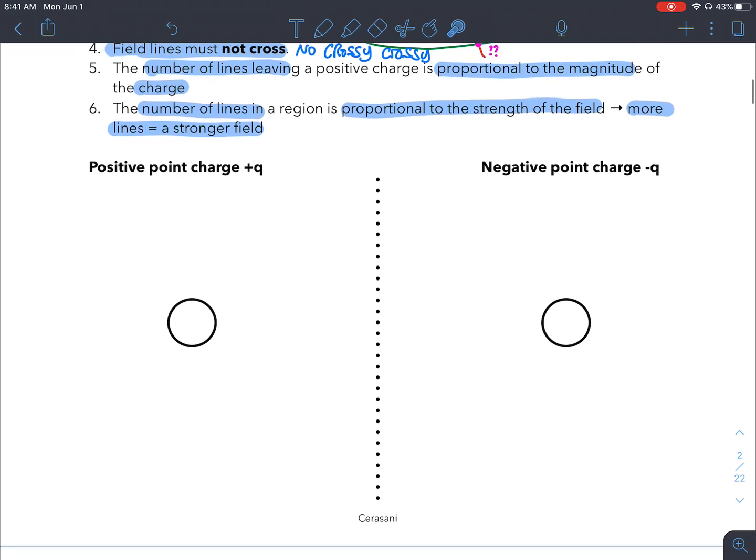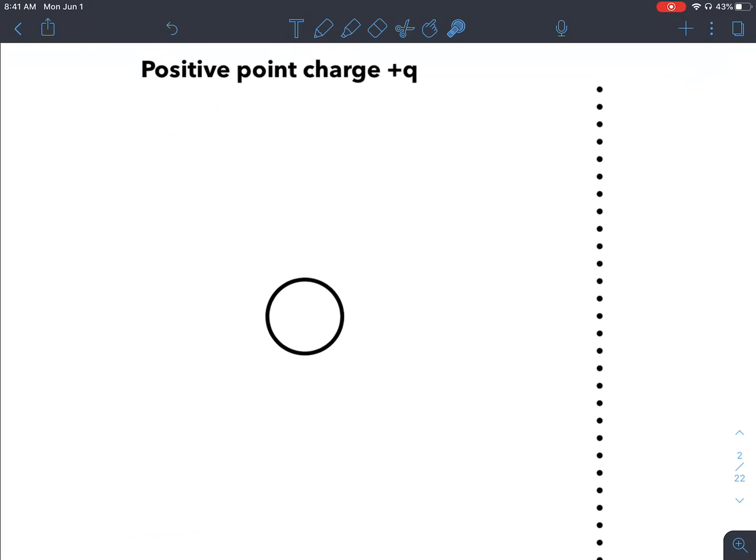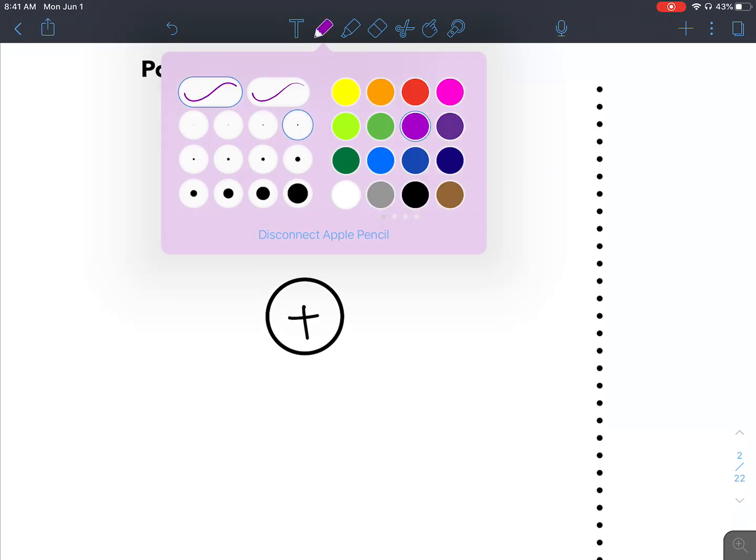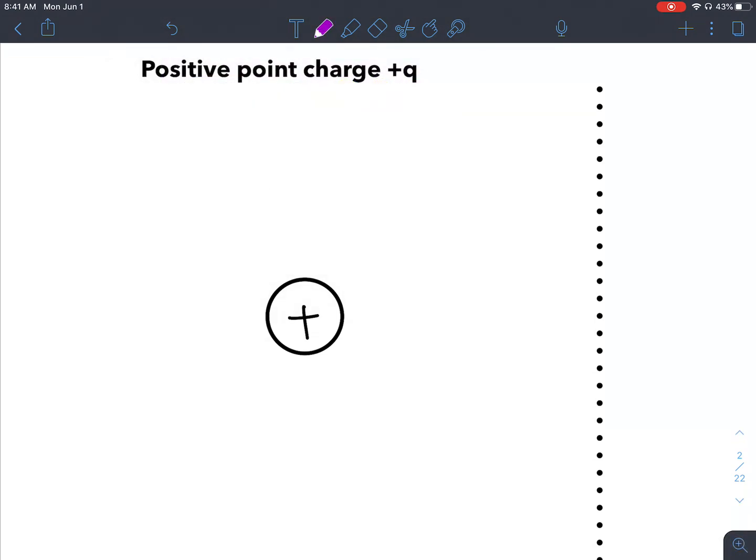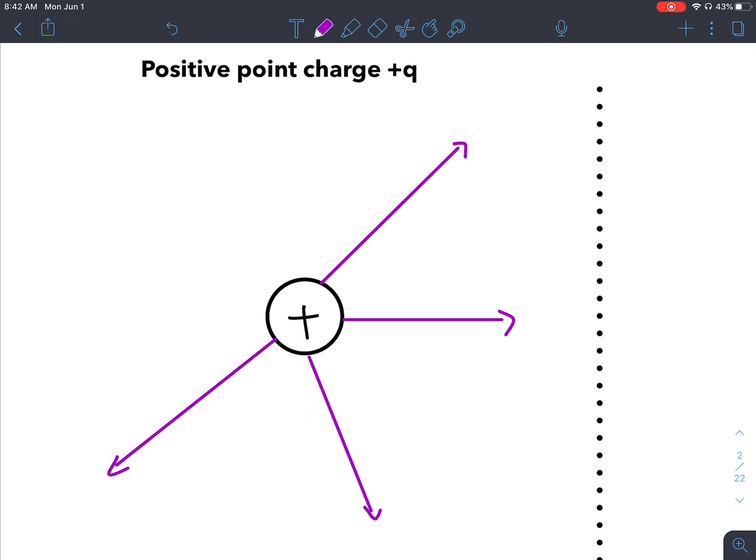Let's draw a positive point charge and a negative point charge. We'll separate them. They're not attached to each other. We'll put a plus in the middle. That is our positive charge. Now, if we want to draw some field lines, remember this is positive, so the lines leave the charge. We're just drawing some lines. It doesn't matter where you draw them. Kind of ugly, there's 5. I don't like 5. We do 6. There we go. Perfect.